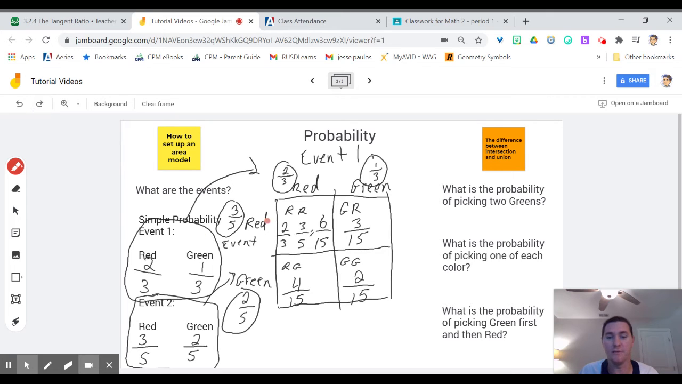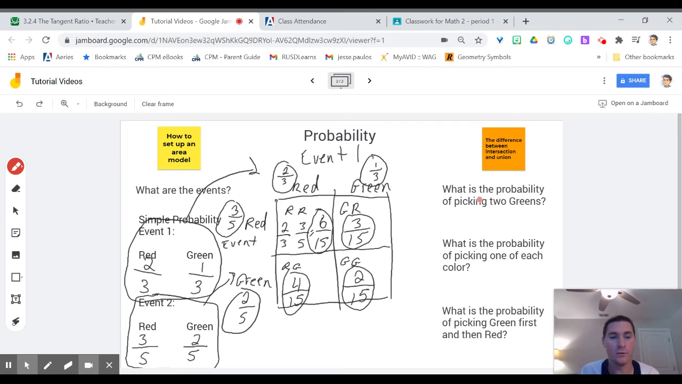Now I want you to notice, if you add the probabilities on the inside, the 6/15, the 3/15, 4/15, and 2/15, you get a total of 15 out of 15, which is 1. One of these events is guaranteed, okay? All right, now let's take a look at what we can do now that we have these probabilities.